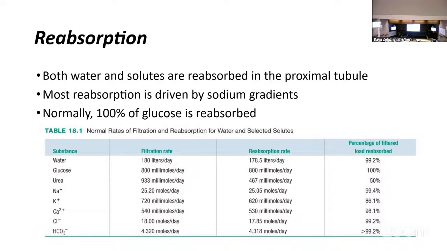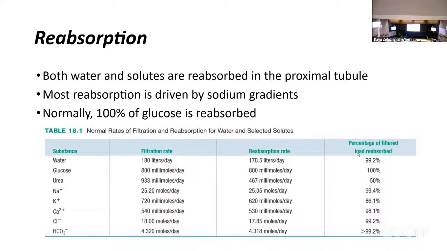One of the key things to notice is we have lots of things that we're filtering at the glomerulus and then reabsorbing later on, particularly in the proximal tubule. Some of these things, we're going to reabsorb almost all of it. So here you can see that water, we're going to take back 99.2% of that water that we filtered out with the plasma and return it to your bloodstream. So this is how we're not going to faint as our kidneys are filtering our blood. We're going to keep our blood volume up by having all that water reabsorbed.